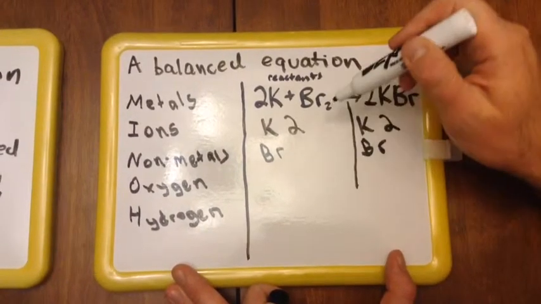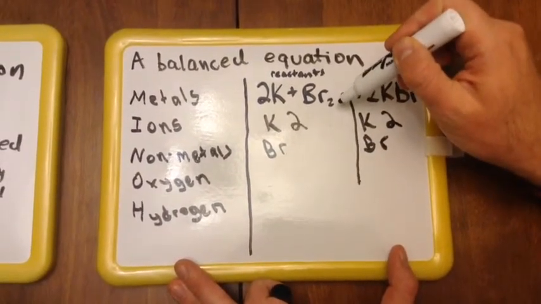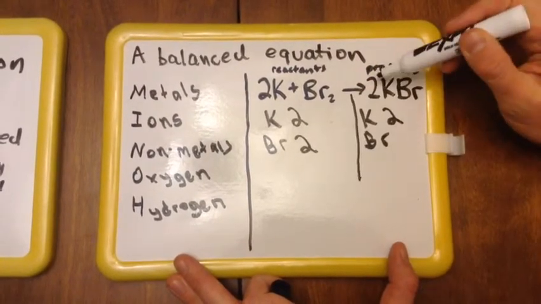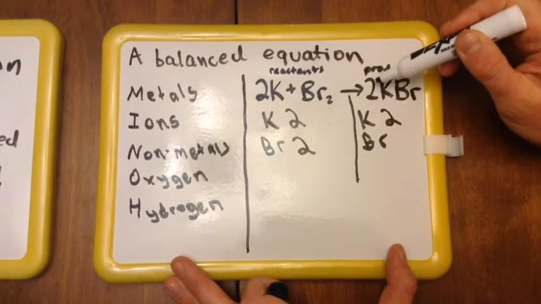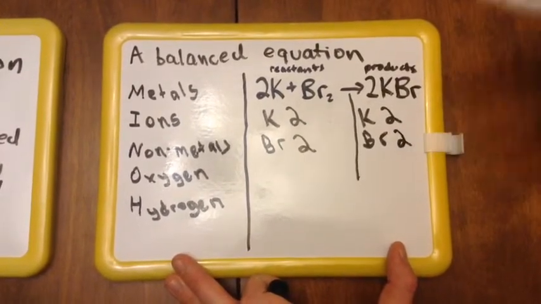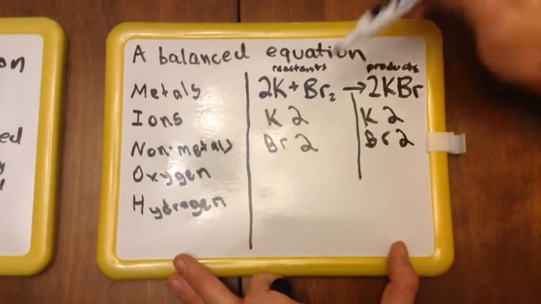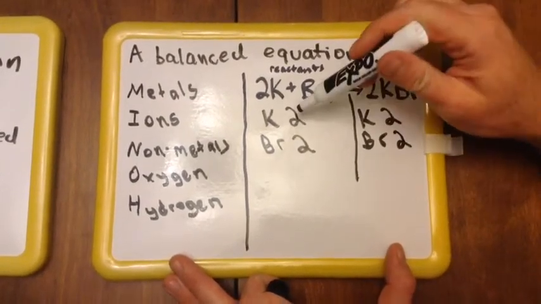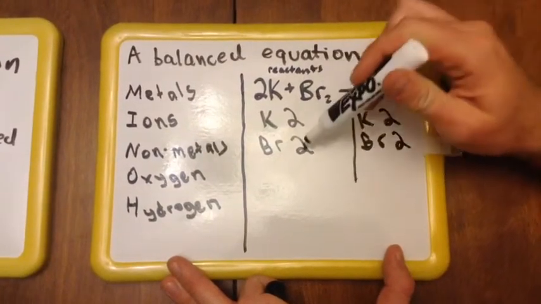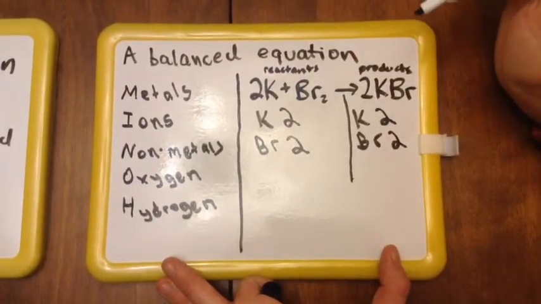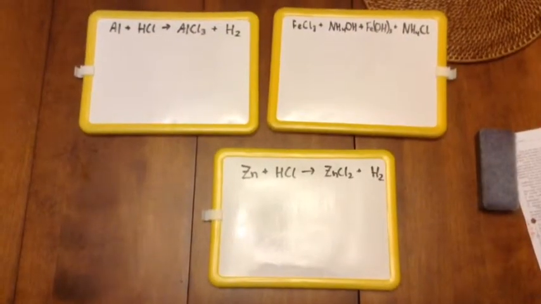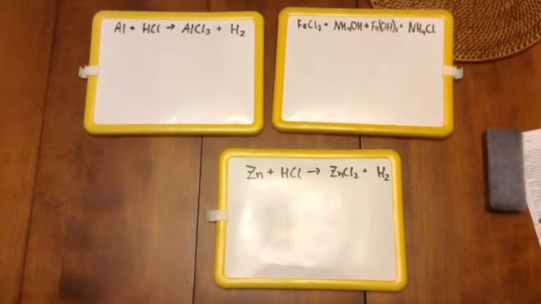Coming back now to bromine, this subscript of a 2 means that we have 2 bromine. And over here, this coefficient of 2 distributes to this entire molecule. So over here, we have 2 bromine as well. And this shows that this is a balanced equation with 2 potassium on the reactant side and the product side, and 2 bromine on the reactant side and product side. So it's balanced. Let's take a look at these 3 chemical equations, starting with this one right here.